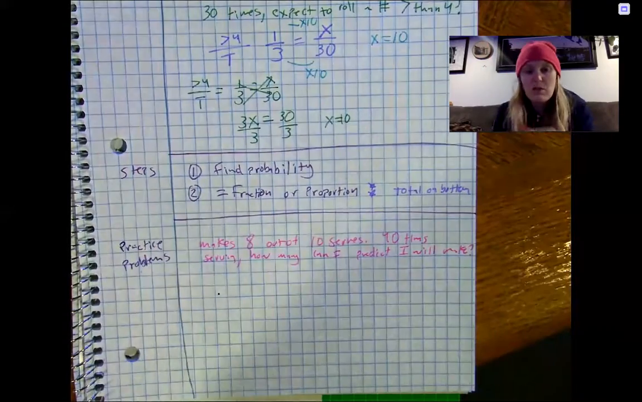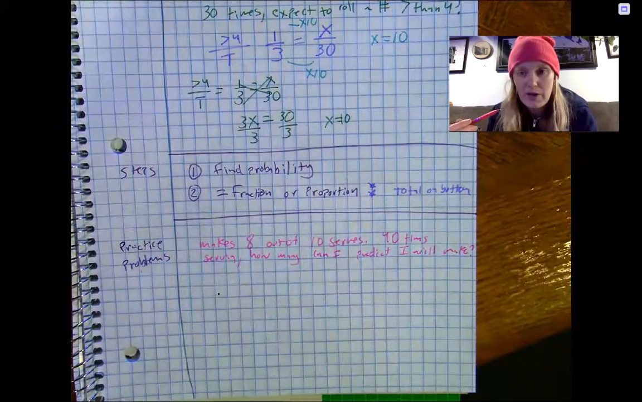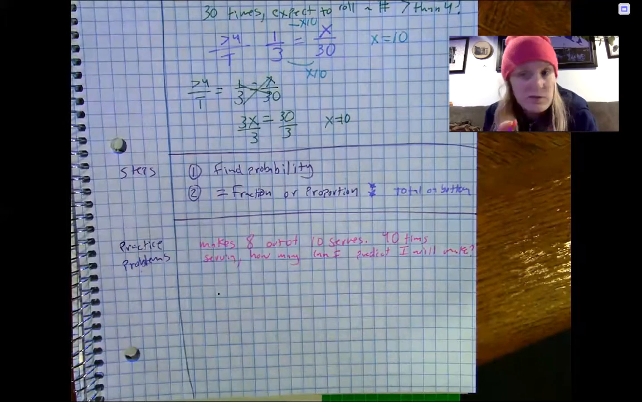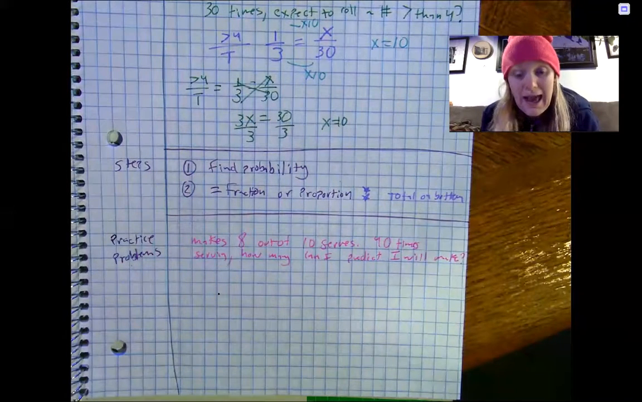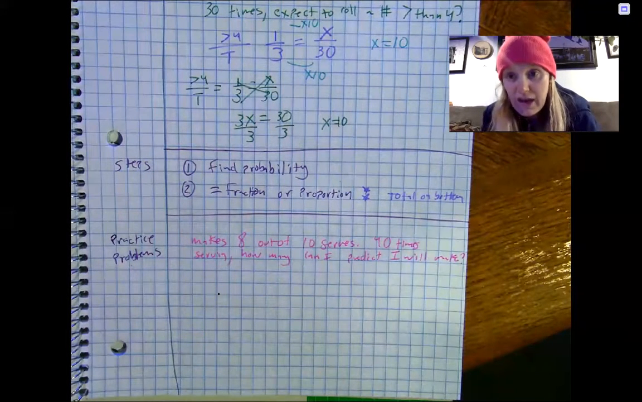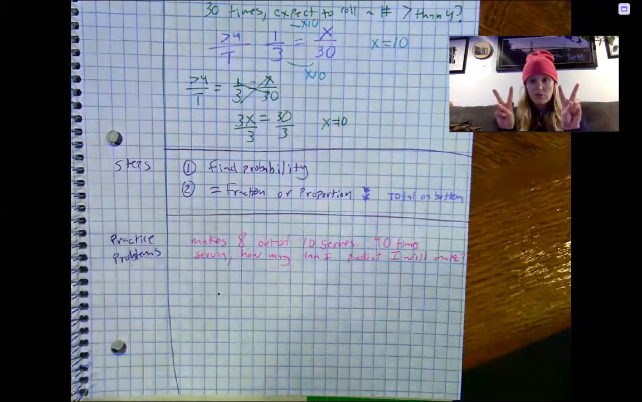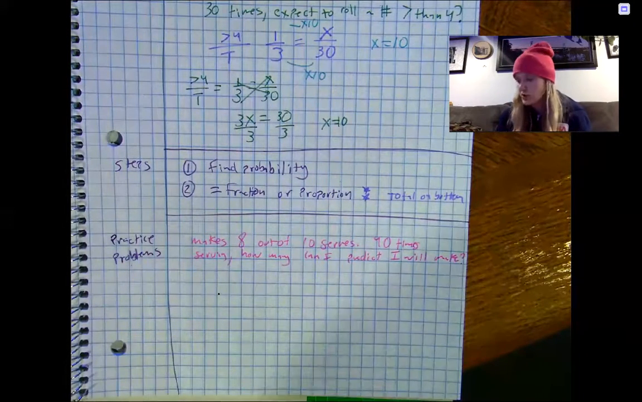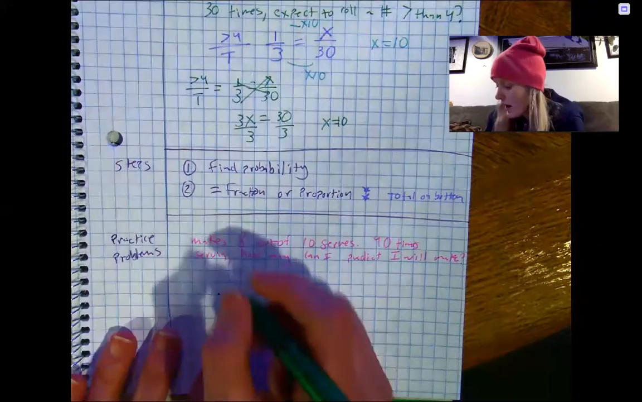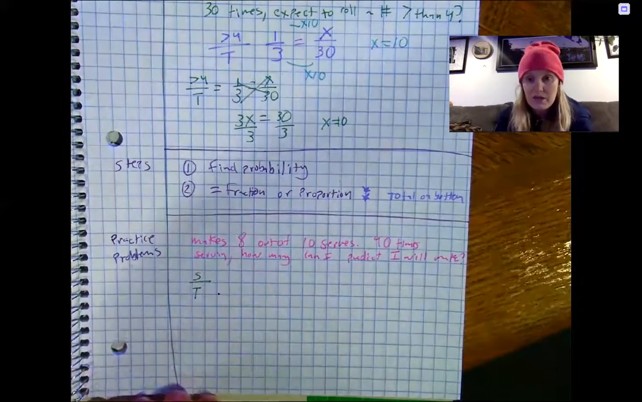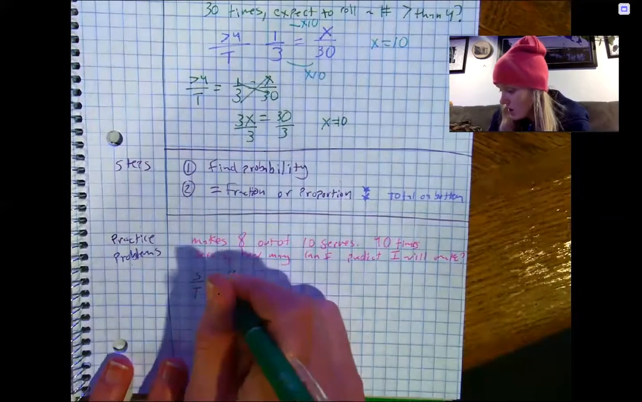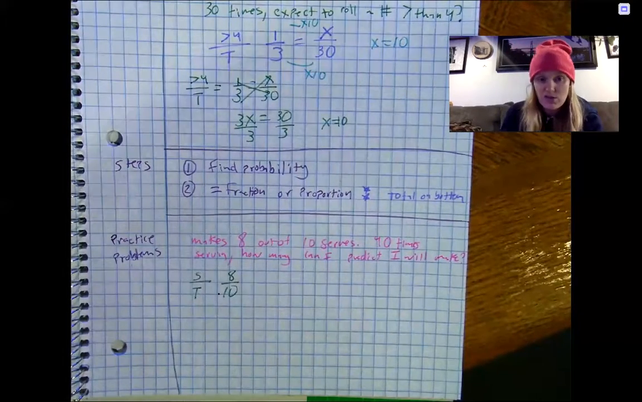Okay, so let me explain that to you again. If I'm a volleyball player and I make 8 out of my 10 serves every time I'm up at the service line, and I'm going to serve 40 times in this next match, how many can I predict that I will make? So again, you can solve this 2 ways, equivalent fractions or proportions. I always like to set up a key. If I make 8 out of 10, that's my probability. So I just did step 1. I have a probability of making 8 out of 10.